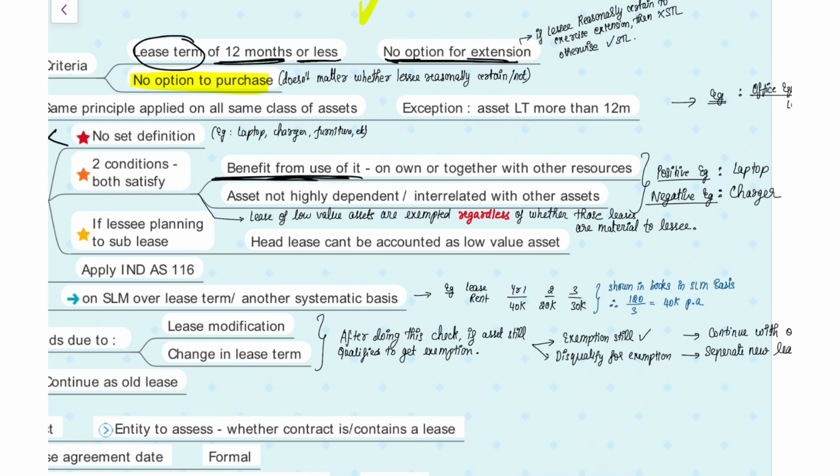And then the second condition is that the asset which you are using should not be highly dependent or highly interrelated with other assets. A laptop you can use on its own. It is not highly dependent or interrelated with any other asset, and you are also getting a benefit from the use of it. So since both of the conditions are satisfied, it can come under the criteria of low value asset.